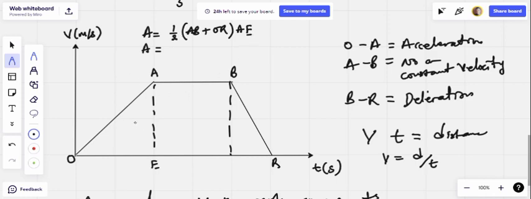Sometimes the kind of shape you get on a velocity time graph might not be only a trapezium. It might be only a triangle, it might be a semicircle or something of such. So you also have to know the formula for a semicircle and the rest.